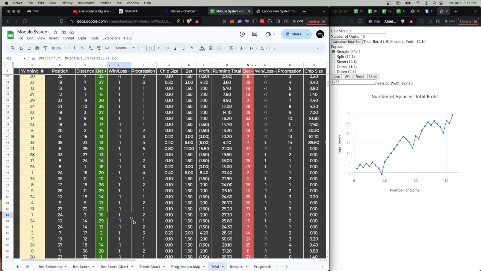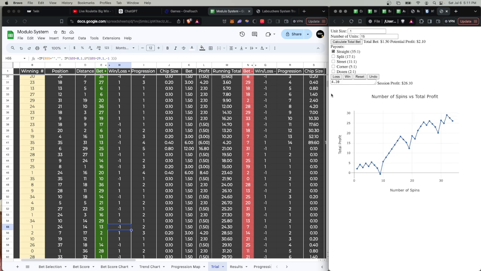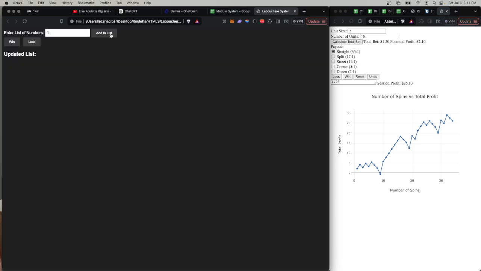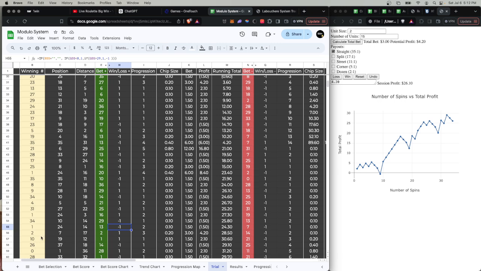Get a win. Lose 2 in a row. So loss. So increase our bet. Now we're here, but we're on the negative side because we lost twice in the positive trend. So now we're on to the negative.